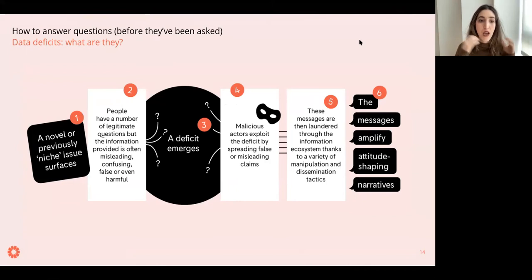This is a basic outline of how data deficits emerge. A novel or previously niche issue surfaces. People have questions about it. They're looking for legitimate information, but it's not there. And maybe even the information that is there is false or misleading or confusing. That's when we say a deficit emerges. The problem is that this gap of credible information makes it much easier for malicious actors to exploit it and spread misleading information in the absence of good information to fill the gaps.